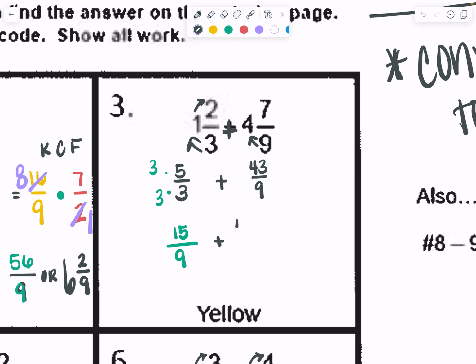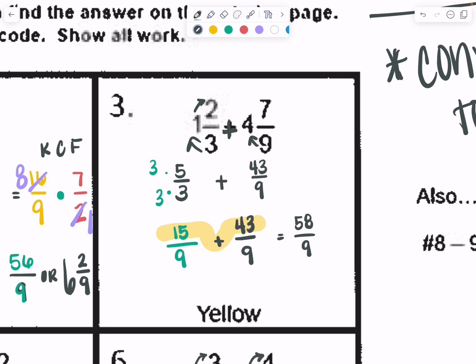Now my other fraction already has a denominator of 9, so I'm just going to drop that down. And then I'm going to add these. 15 plus 43 is going to give me 58 over 9. And then I do need to convert that into a mixed number. It just depends on the Praxis what answer it will ask you for. So 58 over 9 is correct.